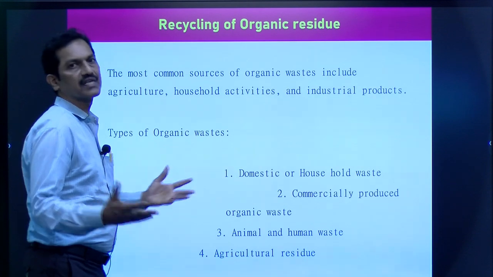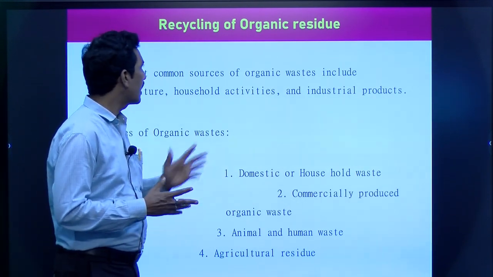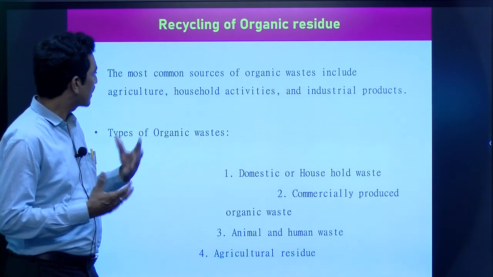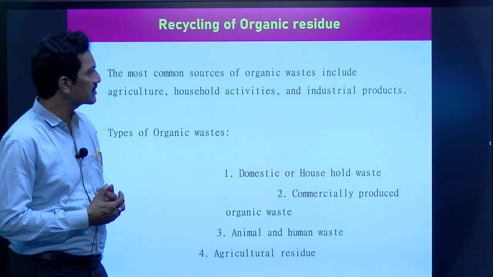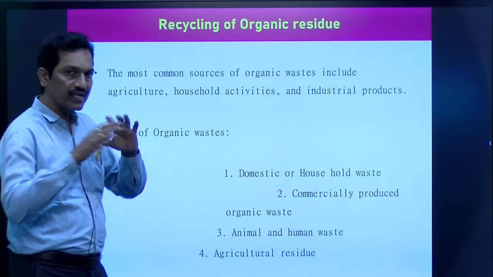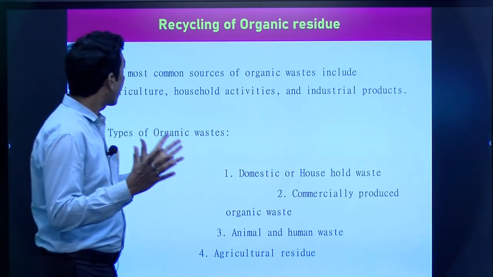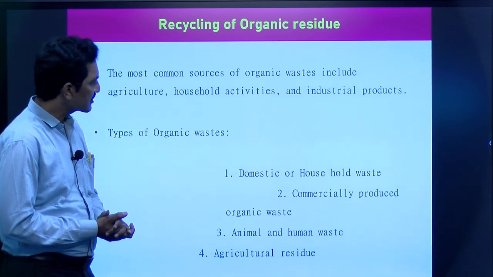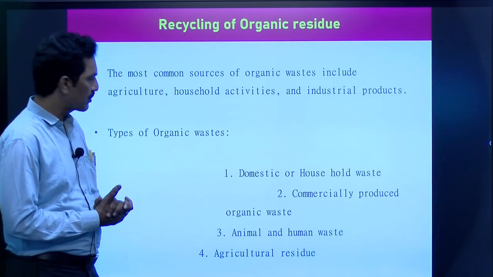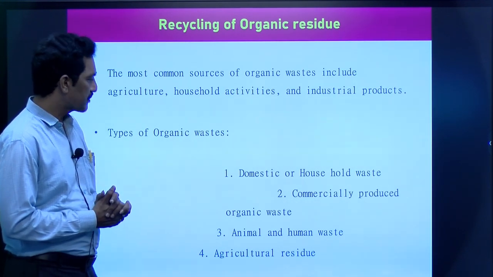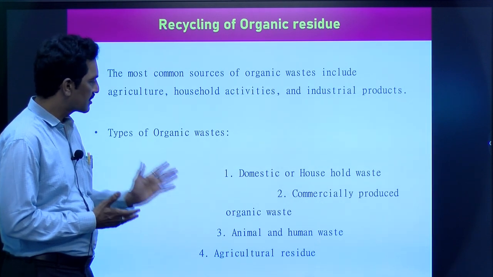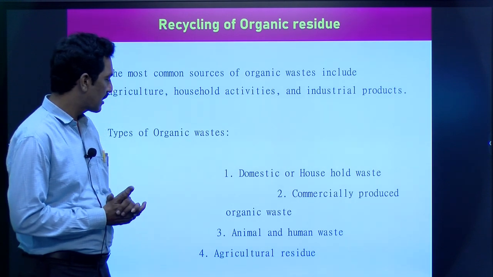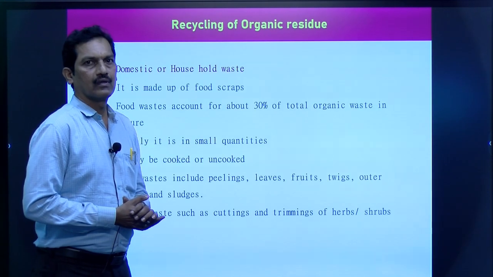Let us see the different types of organic residues. Most commonly, organic residues include agriculture waste, household activities and industrial products, but in a systematic order, organic residues are divided into 4 different types. The first one is domestic or household waste, the second is commercially produced organic waste, the third is animal and human waste, and the fourth is agricultural residue.